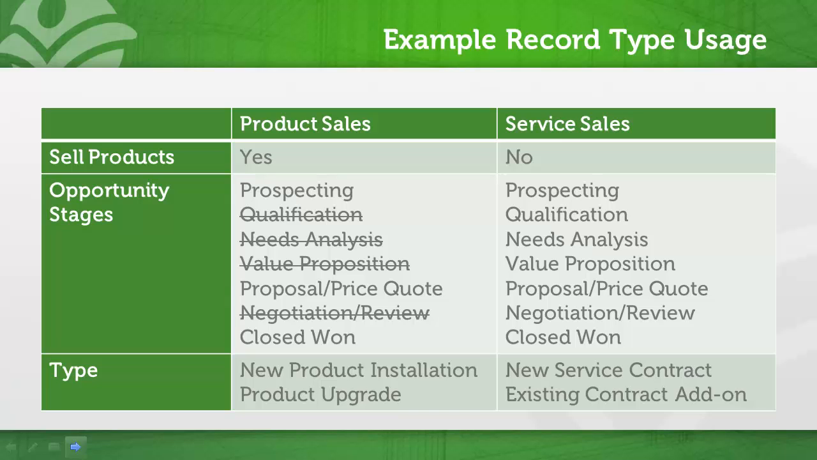Let's look at an example. Let's say we have two sales divisions. In this company, the product team are essentially order takers, so their sales process is much less involved. They also sell products, whereas the service sales team does not sell an itemized contract. Additionally, each department has unique values for opportunity type.